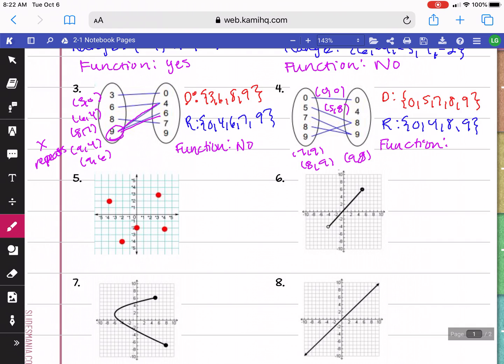If you look, all these x's are only pointing to one y value, so they're all different, so none of them repeat. So this one is a function. Again, because all the x values there only go with one y value. We have 0, 5, 7, 8, 9. None of them repeat.